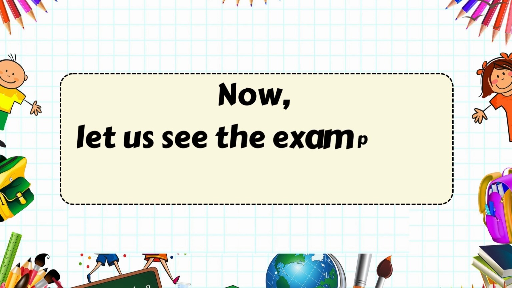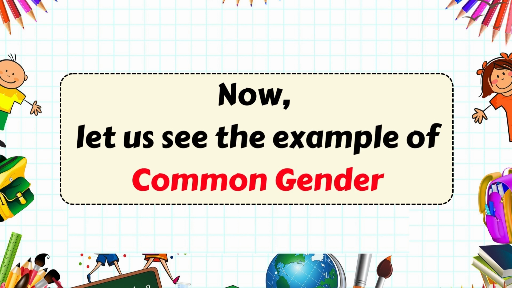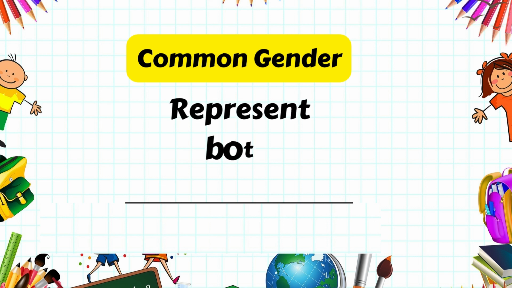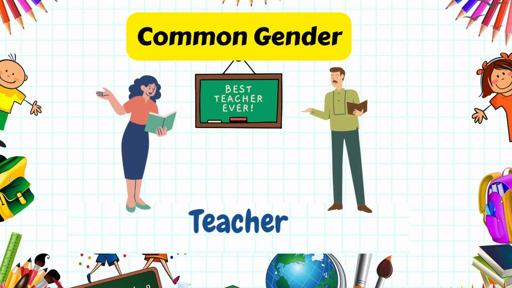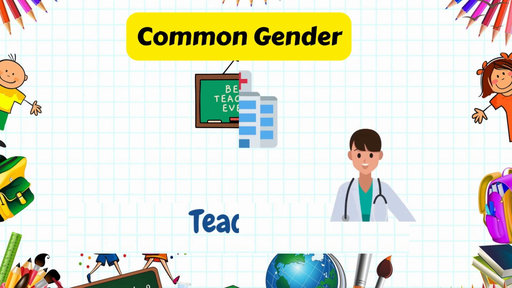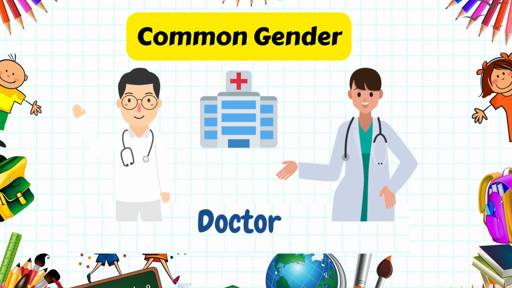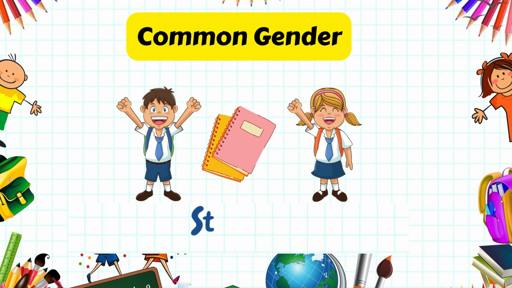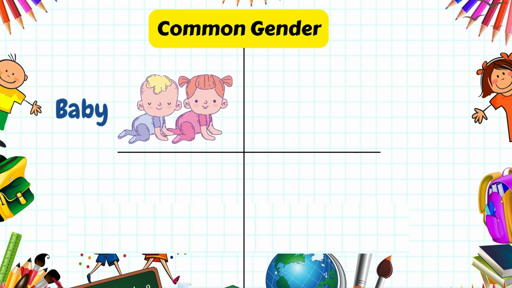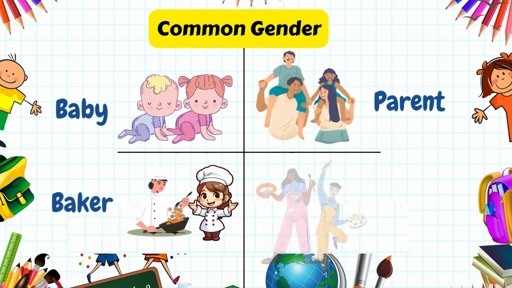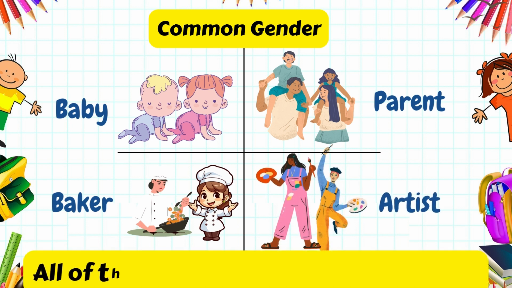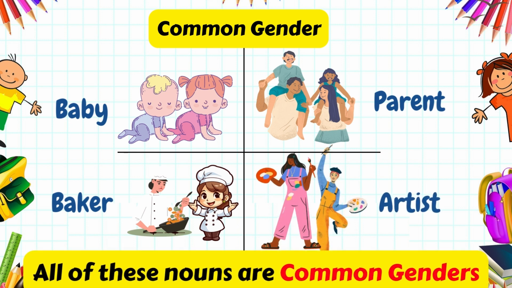Now let us see the example of common gender. Common gender represent both male and female. For example, teacher. Teacher is a common gender. Doctor. Doctor is also a common gender. Student, it's also a common gender. Baby, parent. Baker, artist. All of these nouns are common genders.